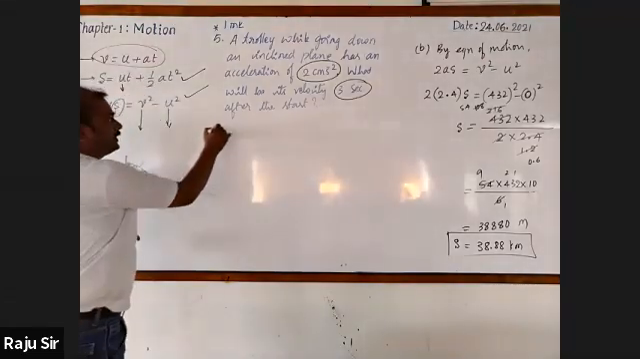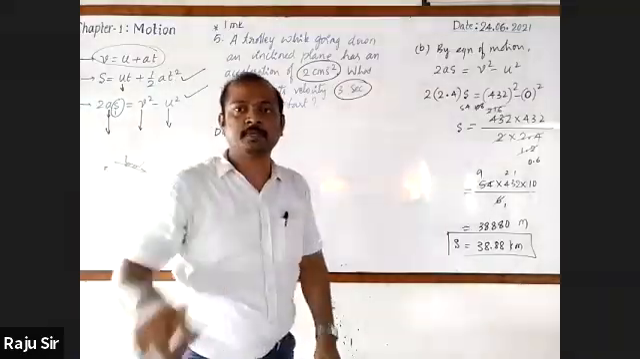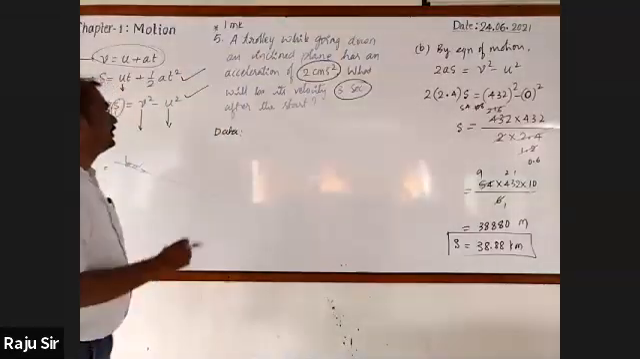So let's go for writing the data. Somebody told the answer, please tell. 6 centimeters per second. Very good, very good, very good.